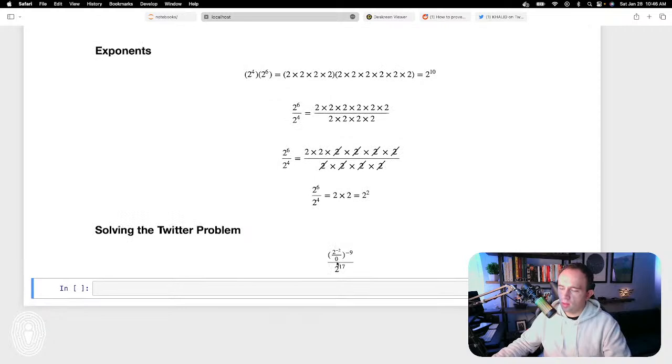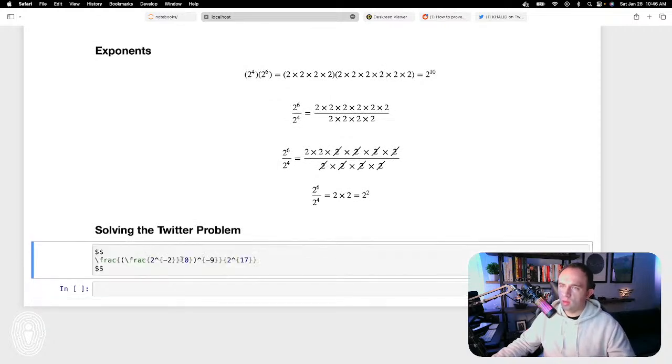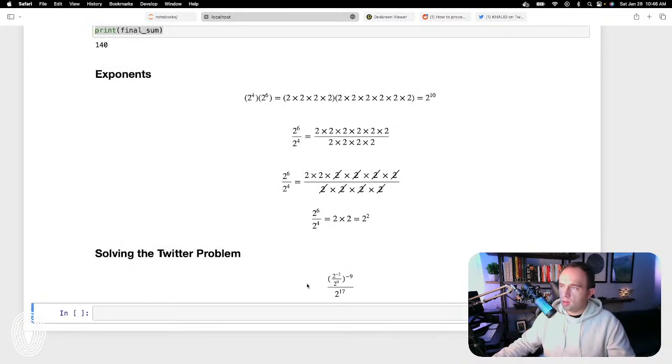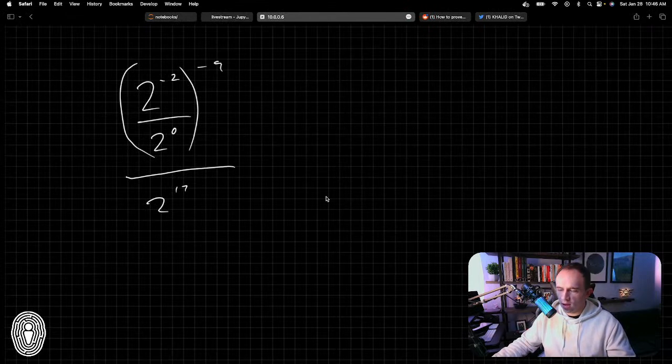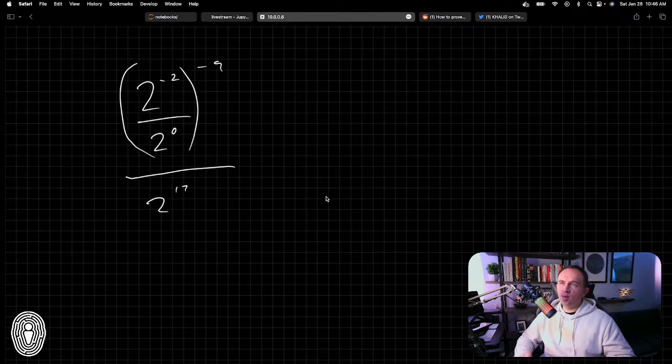So 2 to the negative 2 over, oh, it's not 0, it's 2 to the 0. Sorry about that. 2 to the 0, all of that to the negative 9th over 2 to the 17th. And that is correct. All right, so let's go ahead and solve this, not in LaTeX, because I'm too lazy to write out any more LaTeX. Let's go ahead and solve this by hand.